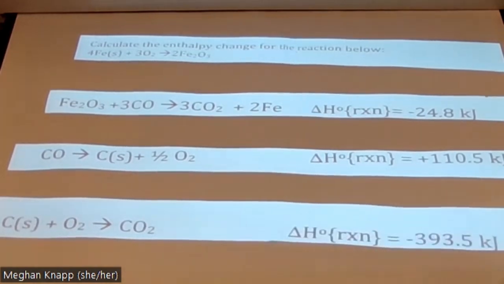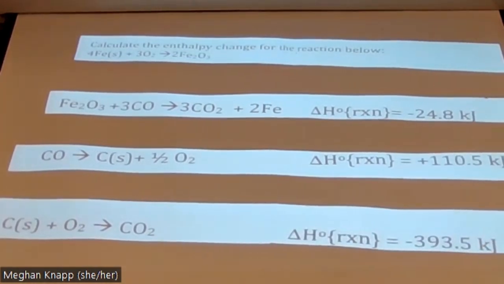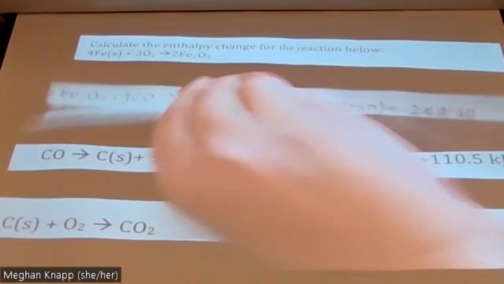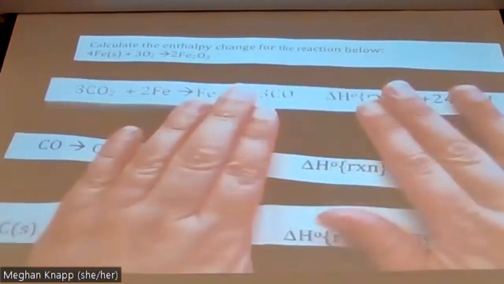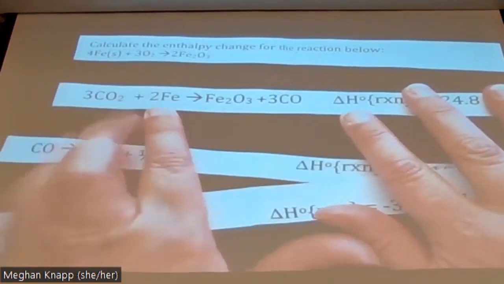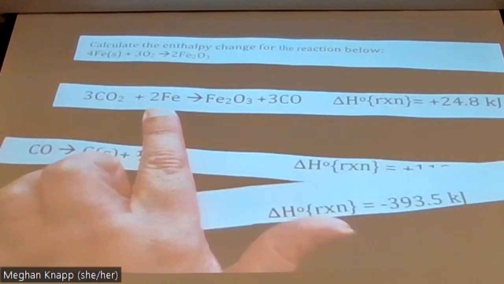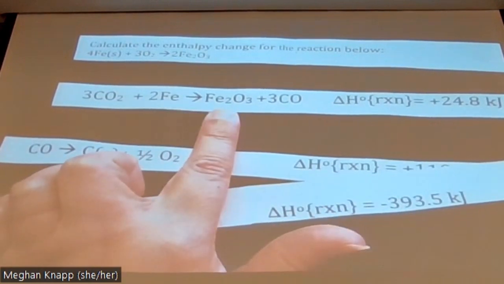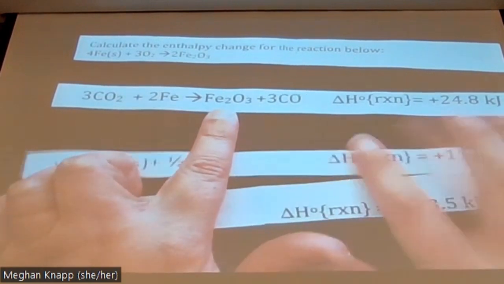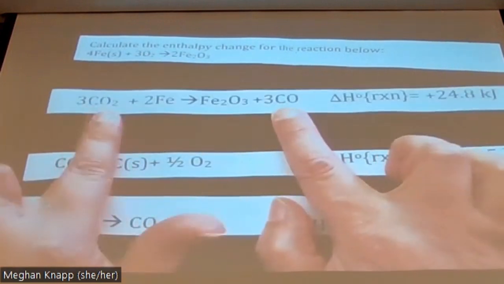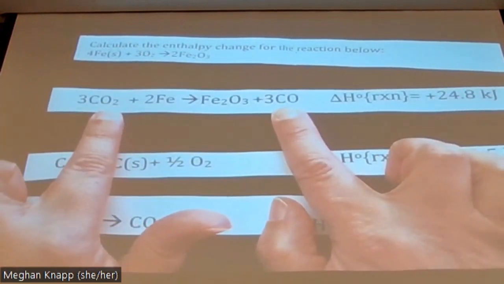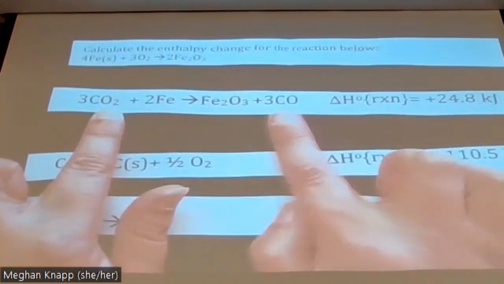Okay, so I think I have looked at most people's here. You want this piece of paper to have the iron by itself as a reactant and the Fe2O3 as a product. And then because the CO and CO2 don't show up in the overall reaction, we need to cancel them.